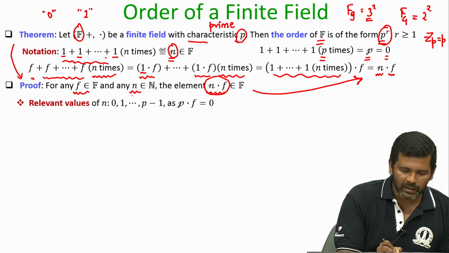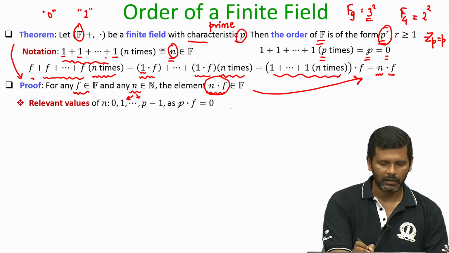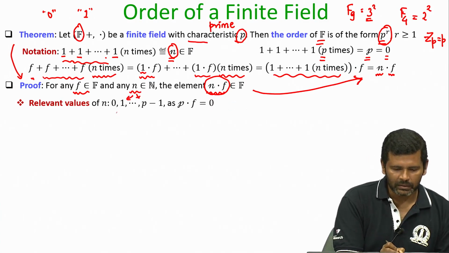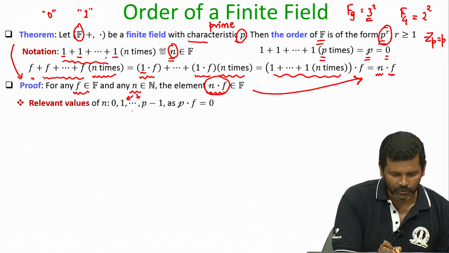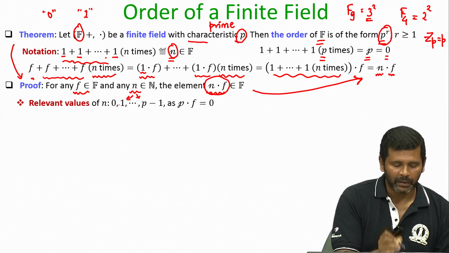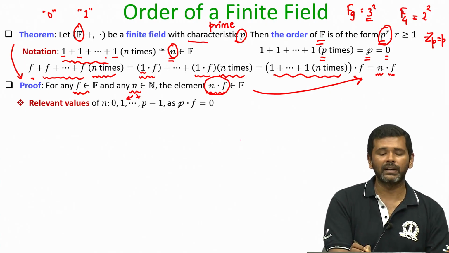Now, what are the relevant values of n? Relevant in the sense which will give me non-zero elements. So, the relevant values are 0 to p minus 1. By relevant I mean only those multiples which will give me distinct elements.